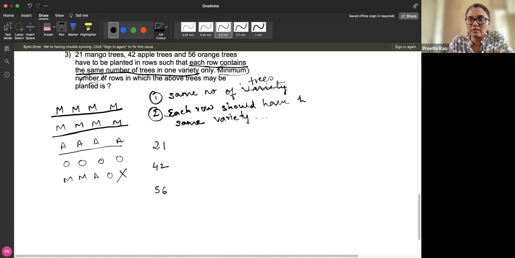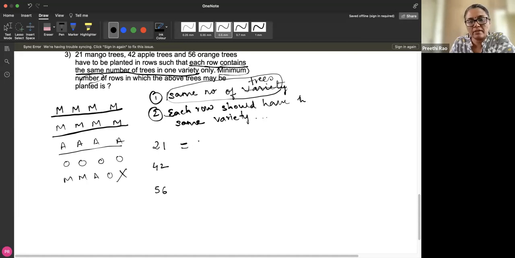So that gives us a clue that it has to be a factor, isn't it? The trees have to be broken down into the same number. So that gives us a clue that we are looking for a common factor. Yes. So let's break down 21.